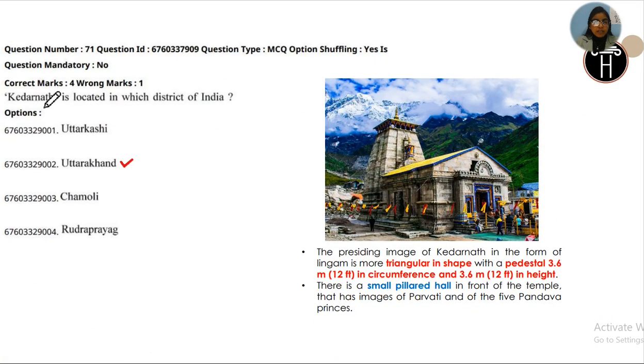Next question we have is, Kedarnath is located in which state of India? So Kedarnath is located in Uttarakhand.